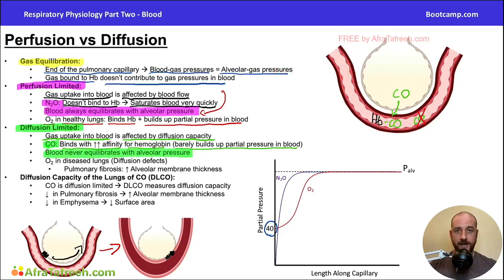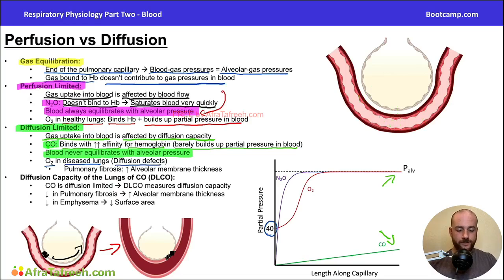And so if we just add in our carbon monoxide curve here, we can see here that even at the end of the pulmonary capillary, the partial pressure of carbon monoxide in the blood is not going to reach the partial pressure of carbon monoxide found in the alveoli. And because the partial pressure of carbon monoxide in the alveoli is always going to be higher than that in the blood, there's always going to be a pressure gradient for carbon monoxide to move from the alveoli into the blood. Another diffusion limited gas could also be oxygen in diseased lungs that have diffusion defects.